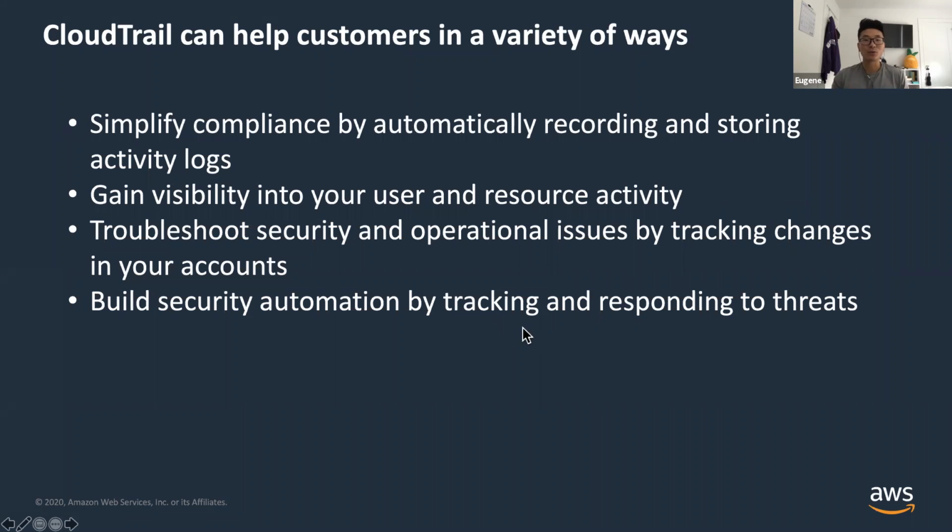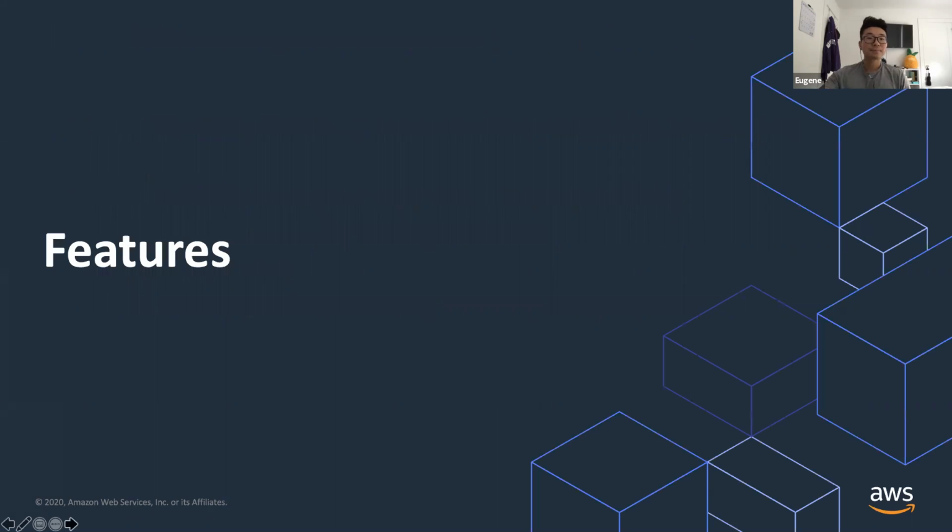So we found out the root cause of why that happened. And finding out the root cause of why something happened is the first step to making sure it won't happen again, right? You're understanding more of your security posture. That leads to the fourth point, which is building security automation by tracking and responding to threats. Once you know what the threats are, you can start tackling that issue faster. Next slide.